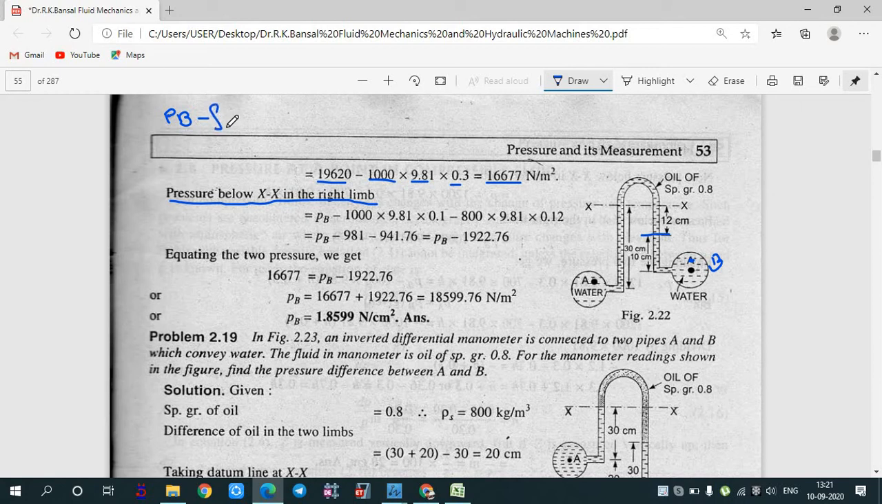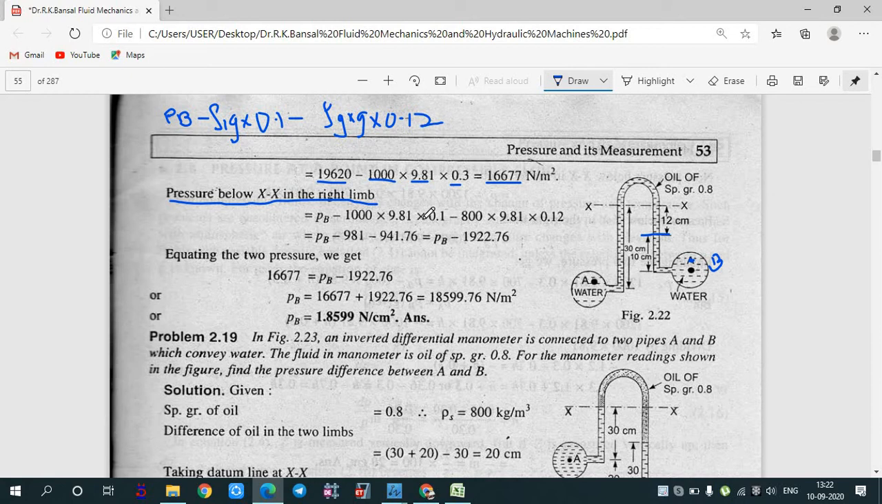rho 1 G. Till what height is it coming? It is coming to a height of 10 centimeter. This will be 0.1. After that, again there is another liquid, which is your oil. It is up to a height of 12 centimeters. So this will be rho G, suppose the density is rho, G into the height of 12 centimeter. So it will be 0.12.